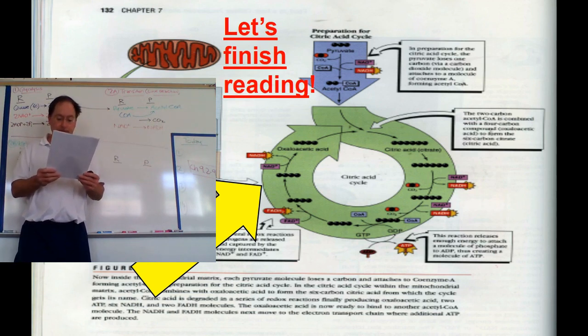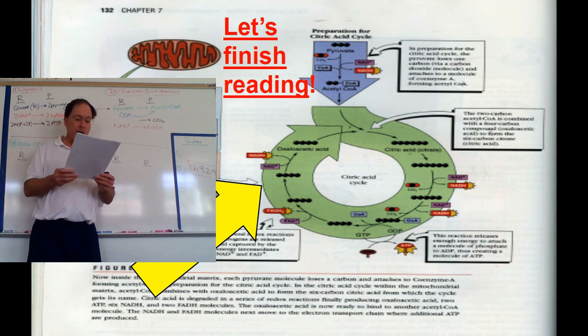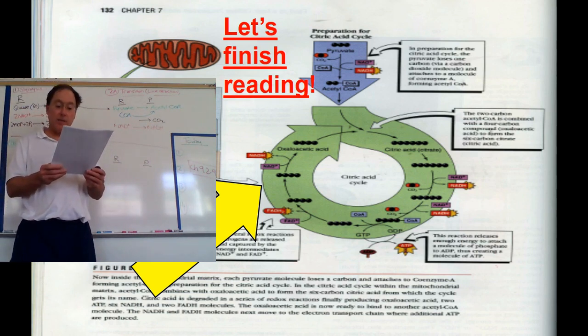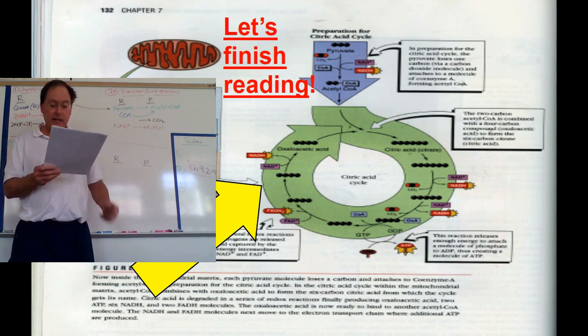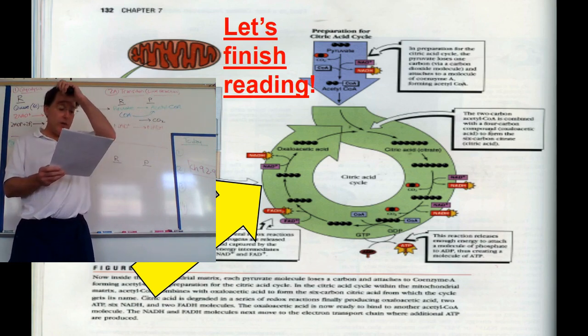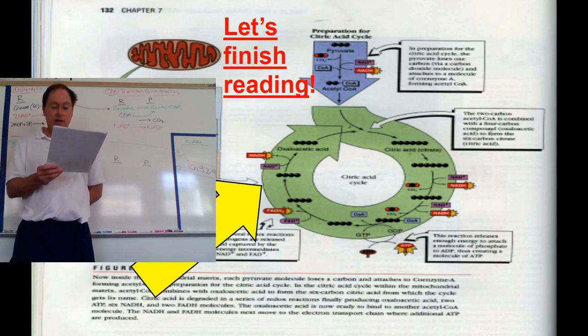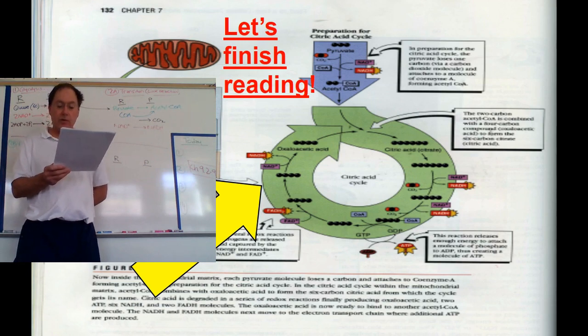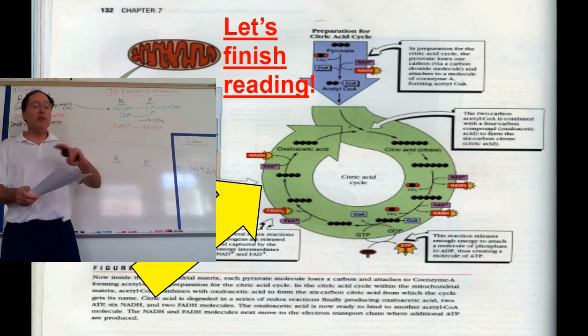It says, in the citric acid cycle within the mitochondrial matrix, acetyl-CoA combines with the oxaloacetic acid to form the 6-carbon citric acid from which the cycle gets its name. Citric acid is degraded in a series of redox reactions, finally producing oxaloacetic acid, 2 ATP, 6 NADH, and 2 FADH molecules. The oxaloacetic acid is now ready to bind to another acetyl-CoA molecule. The NADH and FADH molecules next move to the electron transport chain where additional ATP are produced. So that's a lot right there.